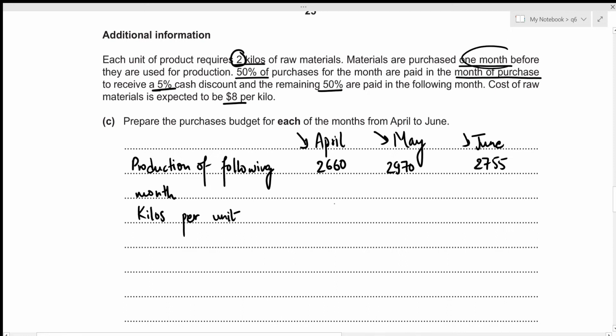That will be 2 for all 3 months. And we are also told that the cost of raw materials is expected to be $8 per kilo. So I'm just going to write it down as well. That's going to be cost per kilo, which will be $8 for all 3 months. Okay, now we can easily figure out the value for purchases.